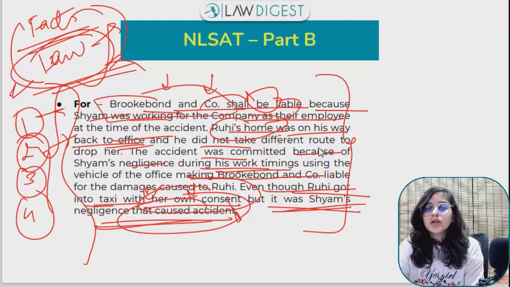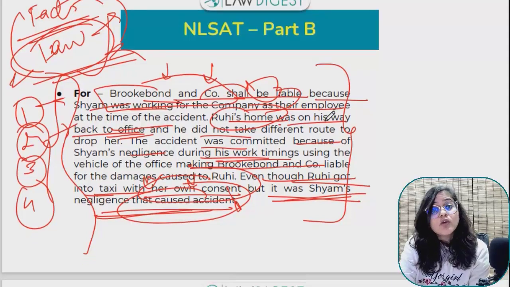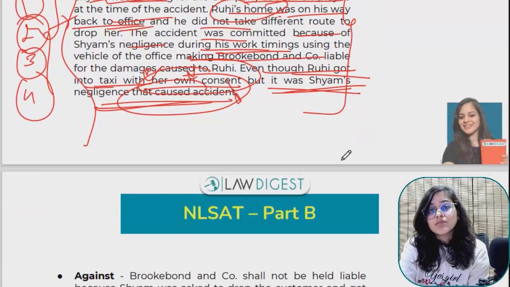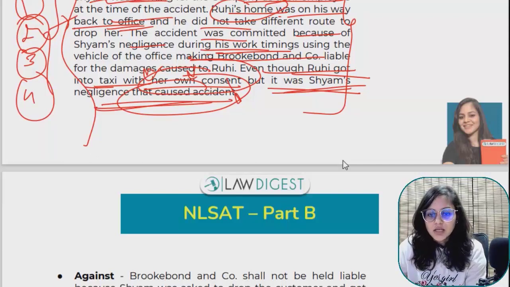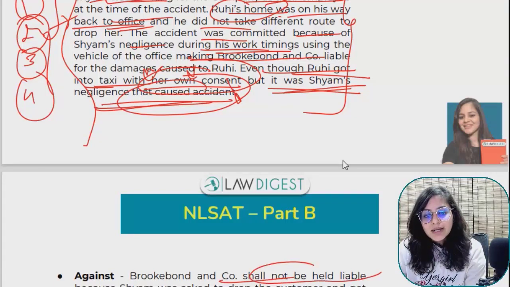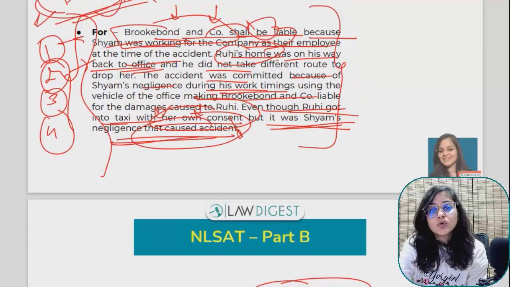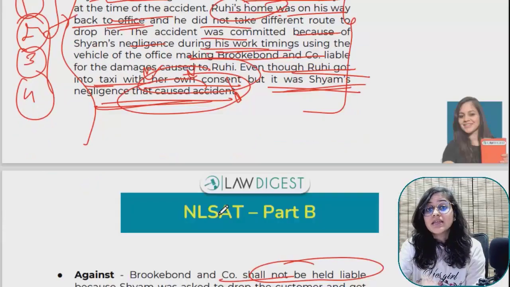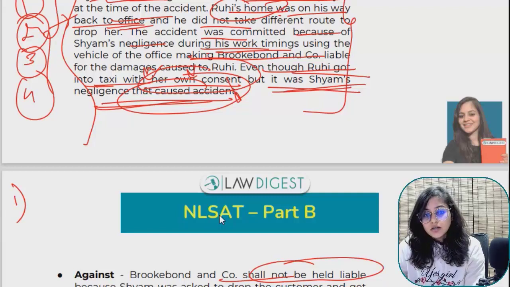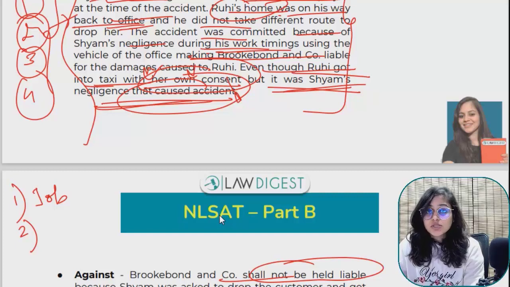Now, what if we want to say that Ruhi will not be entitled to compensation? What can be the situation there? What reasoning can we give there? Brookbond and Company shall not be held liable because Sham was asked to drop the customer and get back at the earliest. The company has clearly provided that you need to drop the customer and get back at the earliest. As you've seen in the facts, the job is clearly defined. But he took a detour and went on to drop his girlfriend, which was not his job or the task that was assigned to him.